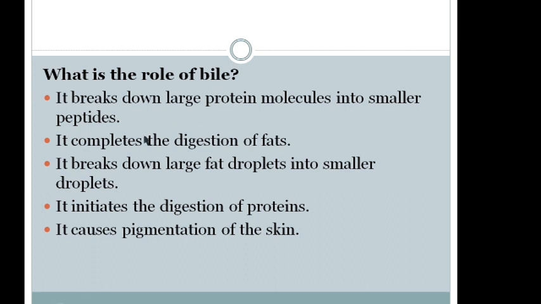What is the role of bile? A, B, C, D or E? It breaks down. Which one is correct? First, second, third, fourth, fifth. Which one is correct? Its answer is: break down large fat droplets into smaller droplets. Correct. But I want the answer from Rakesh on the next question.